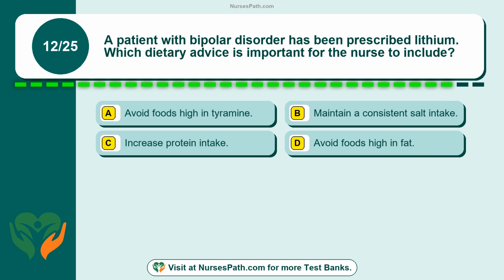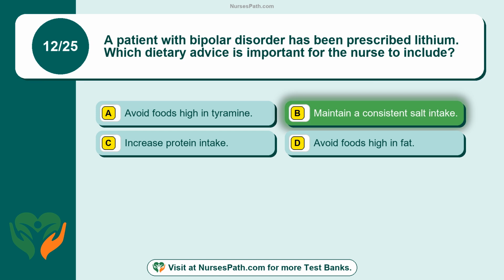Question 12. A patient with bipolar disorder has been prescribed lithium. Which dietary advice is important for the nurse to include? Option A, avoid foods high in tyramine. Option B, maintain a consistent salt intake. Option C, increase protein intake. Option D, avoid foods high in fat. The correct answer is option B, maintain a consistent salt intake.